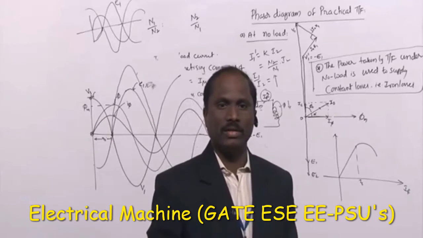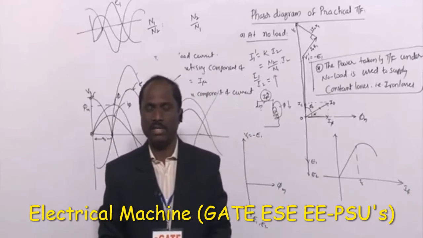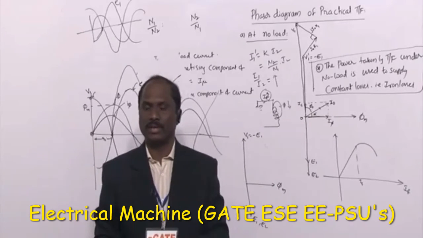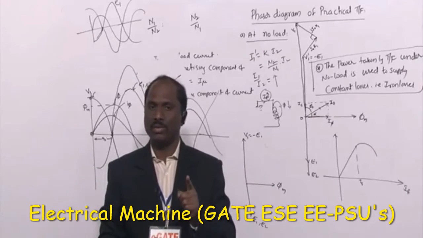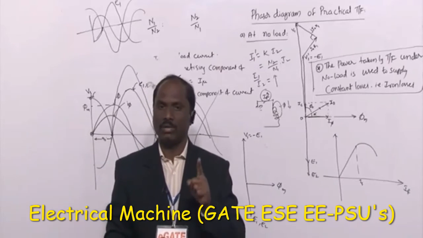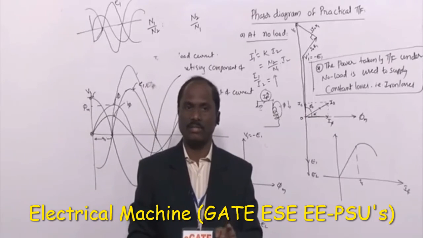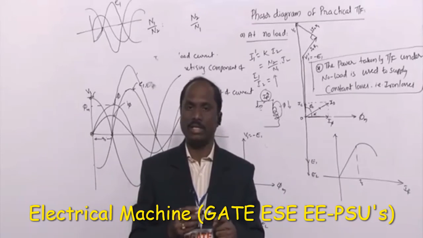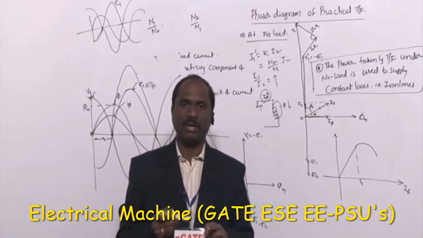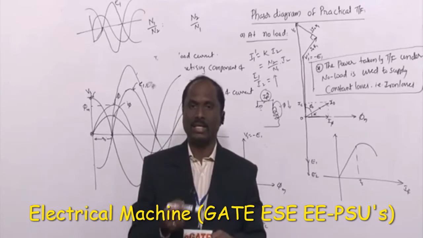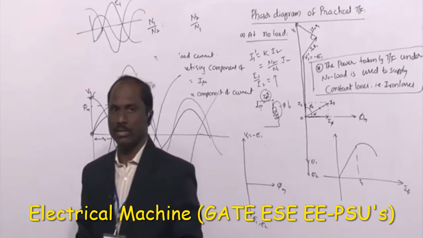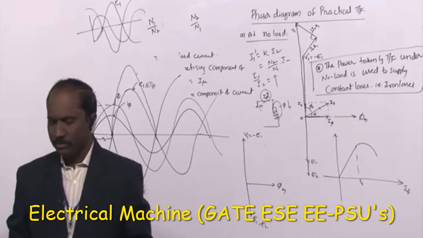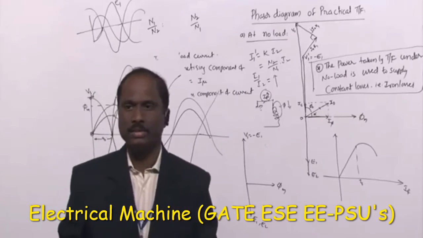Next, Revati from Erode asks: Sir, V1 is equal to minus E1? Right, V1 is equal to minus E1 only in the case of an ideal transformer, not in the case of a practical transformer. In a practical transformer, V1 is not equal to E1. E1 plus the drop because of the winding resistance and the drop because of the reactance of the winding is V1 in the case of the practical transformer. Okay, this is the answer for Revati from Erode. Any more questions?